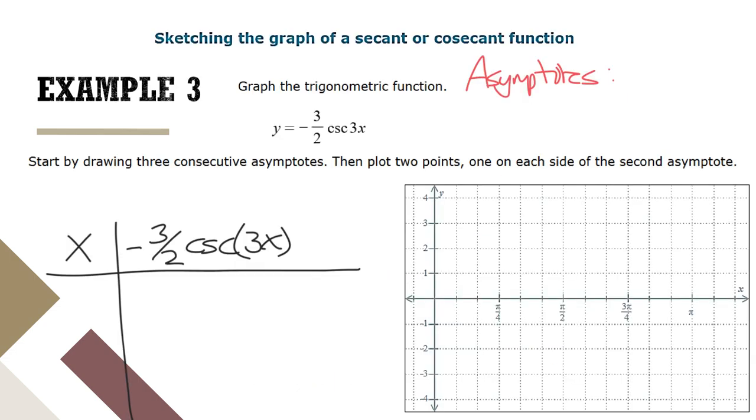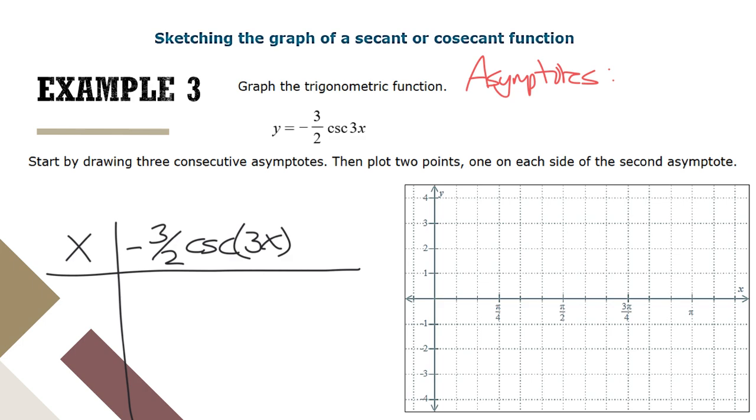So let's look at our example 3, which will be graphing cosecant of 3x times -3 over 2. So I do an XY table, so I do x, we're going to figure out those x values, and I'm going to plug them in. We're only going to have to draw 3 consecutive asymptotes. They're pretty easy to find, I'll show you, and then plot 2 points, 1 on each side of the second asymptote. So the middle asymptote is what it's saying.